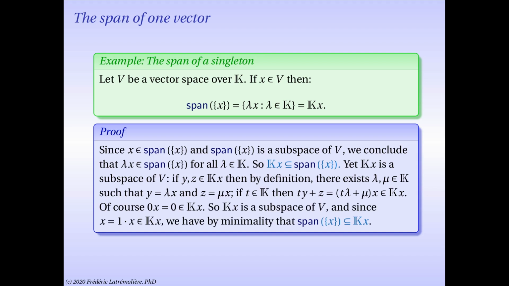So K times X is a subspace of V, and since X can be written as 1 times X, X is an element of K times X. But the span of the singleton X is the smallest possible subspace of V that contains X. Therefore, we get the inclusion that the span of the singleton X must be a subset of K times X. In blue, we have highlighted the two inclusions we needed to conclude that our example is indeed correct. So we can calculate the span of one vector.